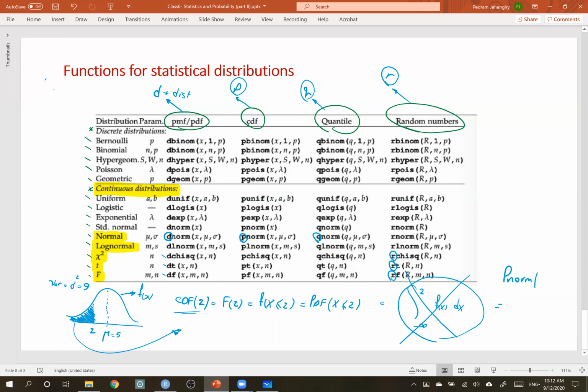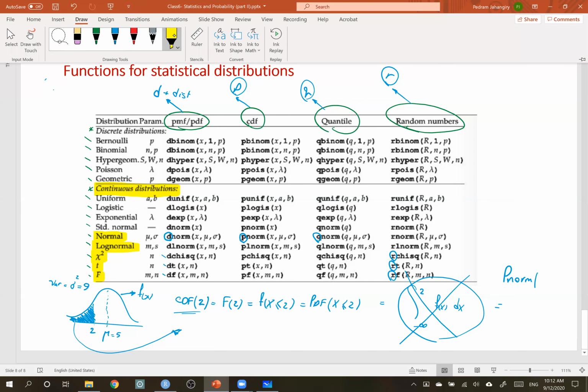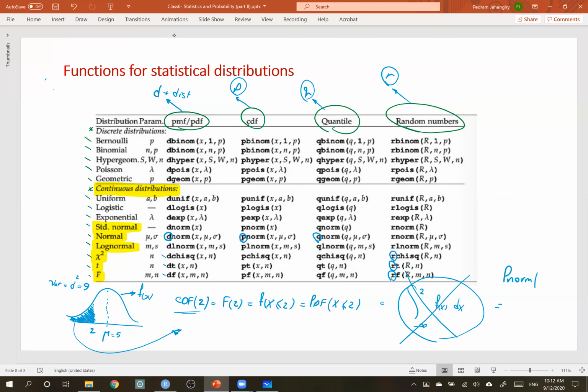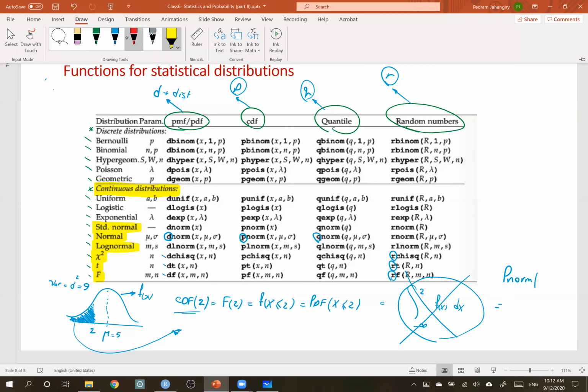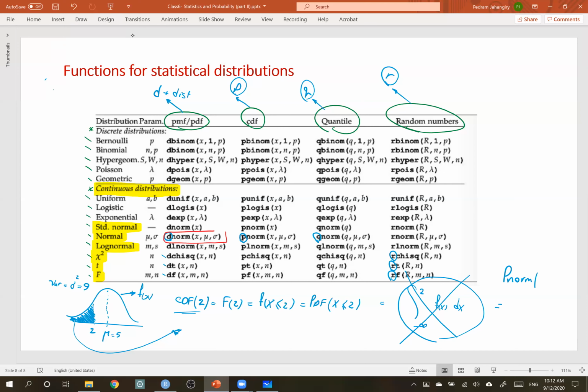Then, where are we here? Is it normal or standard normal? It's going to be normal. Oh, by the way, I didn't highlight it, this one. So where are we? We are here. Oh, sorry, that's D norm. We are P norm. We are here. We say P norm and X. What is the X that I'm interested in? 2. What is mu? Mu is 5.